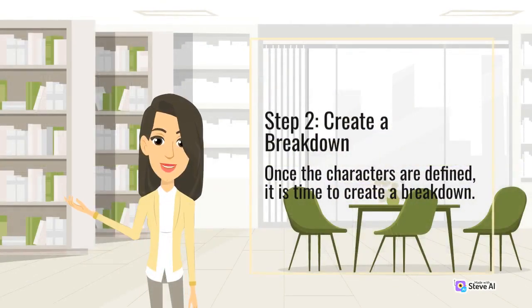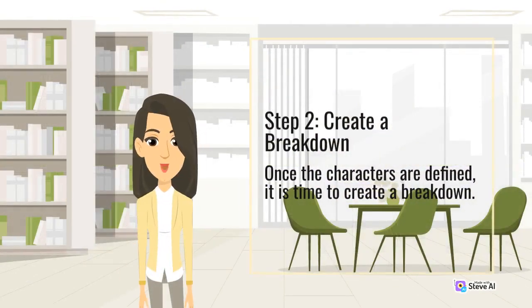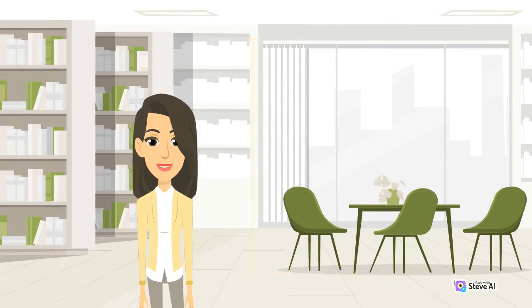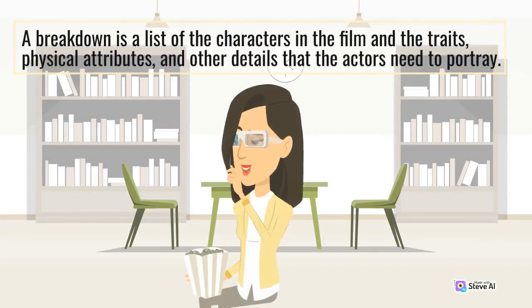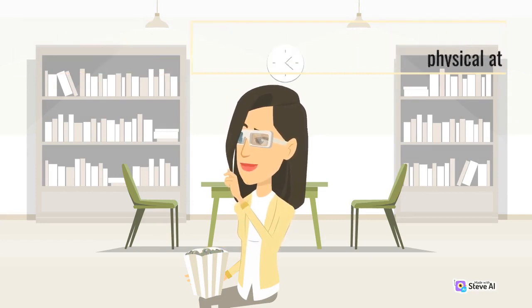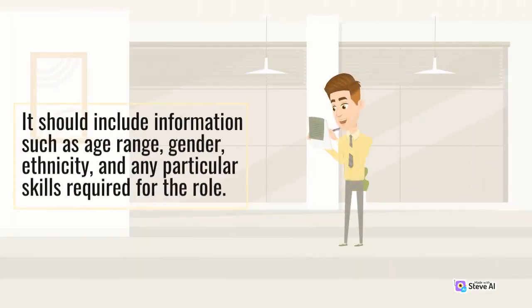Step 2. Create a breakdown. Once the characters are defined, it is time to create a breakdown. A breakdown is a list of the characters in the film and the traits, physical attributes, and other details that the actors need to portray. It should include information such as age range, gender, ethnicity, and any particular skills required for the role.